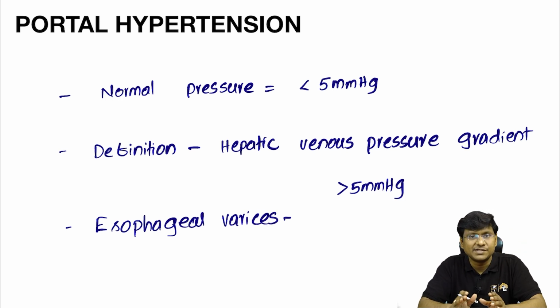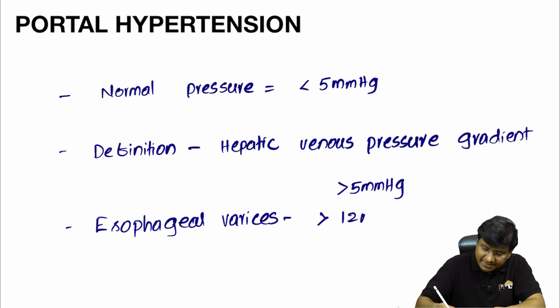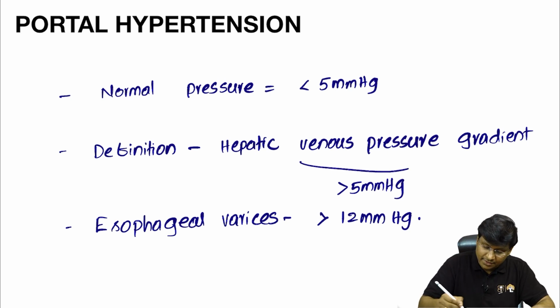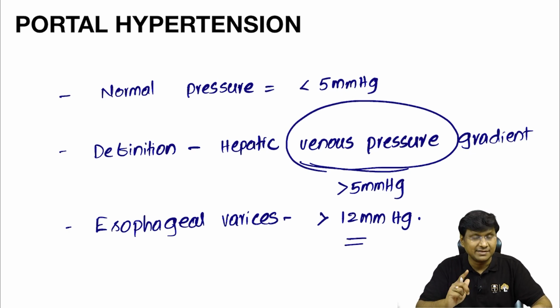Why are there esophageal varices? Because of the portosystemic anastomosis. The portal vein has an anastomosis with the esophageal vein, okay? So whenever there is portal hypertension, the pressure within the esophageal veins increases and that will result in esophageal varices, okay? And this will occur when the pressure, if it has increased to more than 12 millimeters of mercury, right? That will result in the development of the esophageal varices, right?